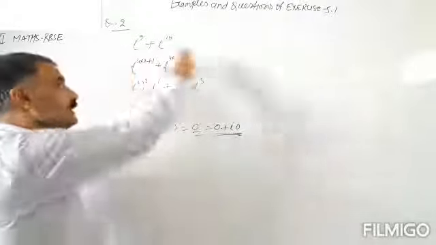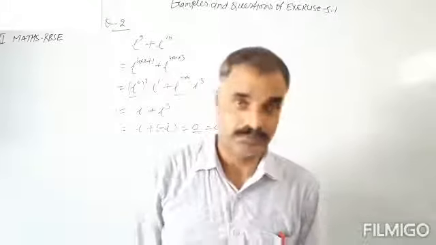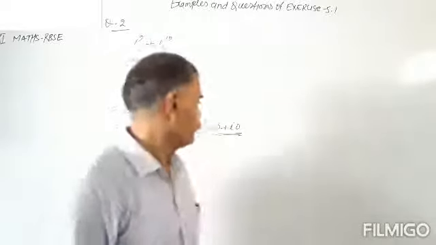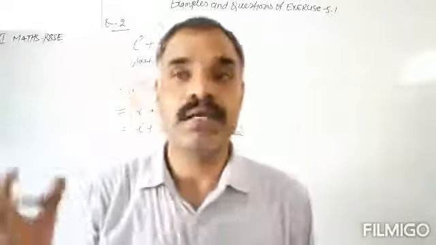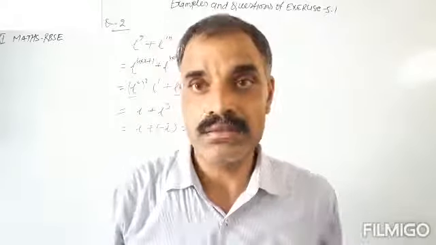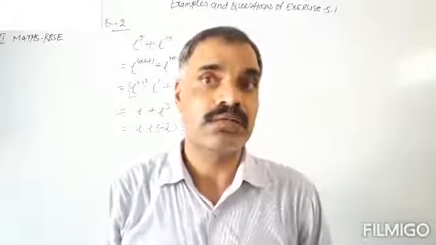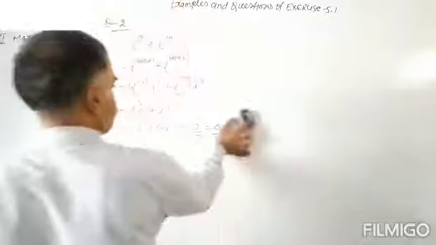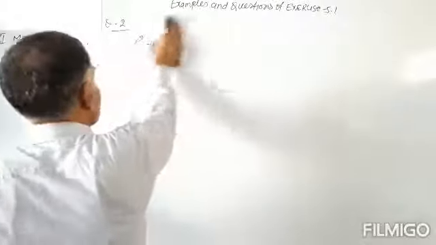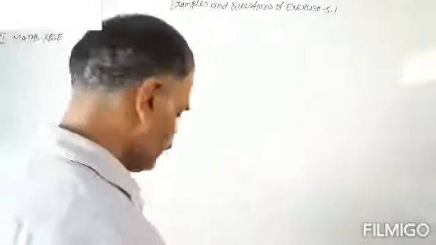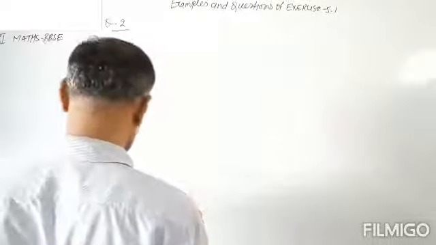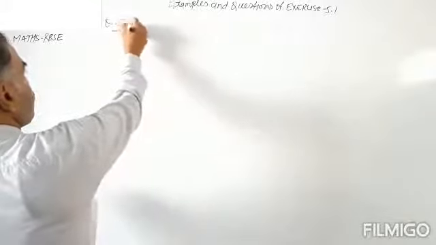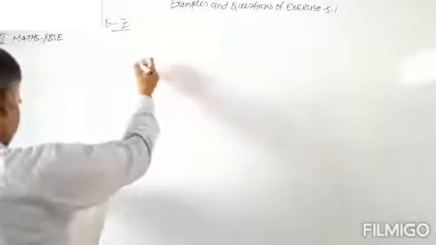So the standard form of this complex number is 0 plus iota 0. This is question number two. Now we will take the next question, directly come to question number 7. All other questions you can do easily.